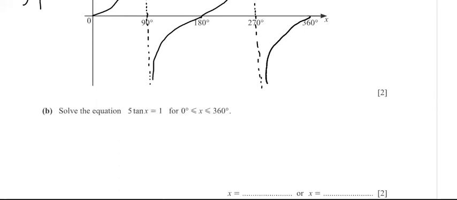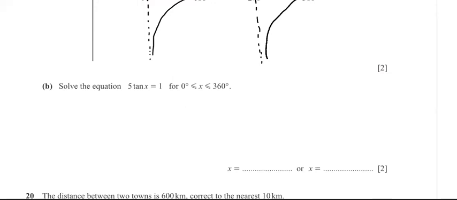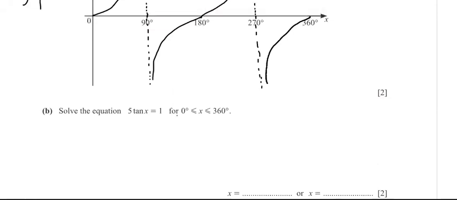The second part is saying, solve the equation. This equation you have to solve. The way to solve the equation for all trigonometric ratios will be the same. First you have to separate the trigonometric ratio. It will become tangent of x equals, when you take the 5 to the other side, it will divide.